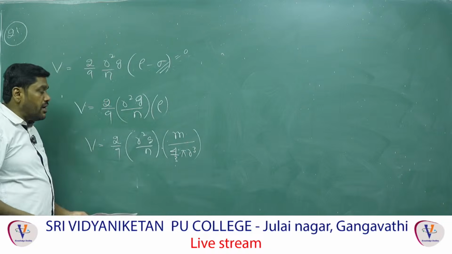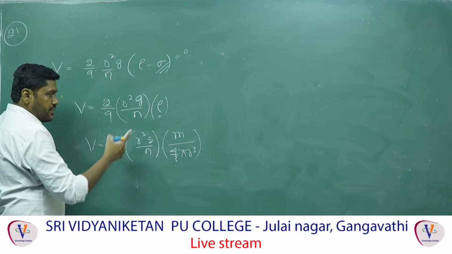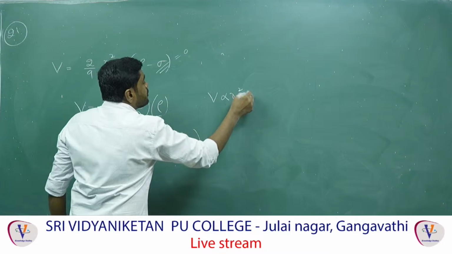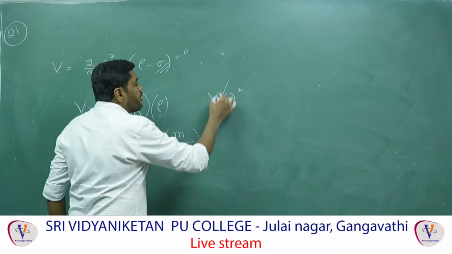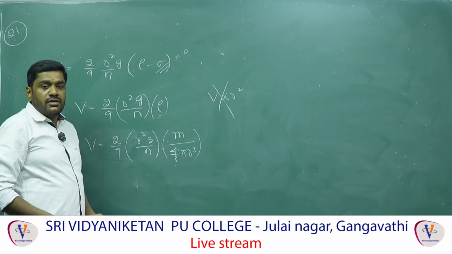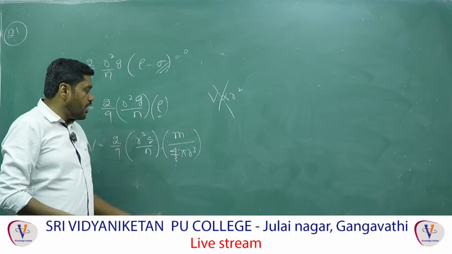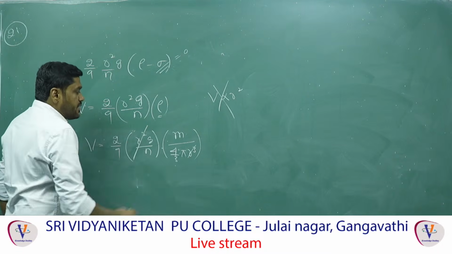And one thing here: if you don't follow the density formula or density expression, you may think that V is directly proportional to r square. That is wrong. Why? Because the density of the sphere also depends upon the radius, because density is equal to mass by volume, that is 4 by 3 pi r cube. Here one r square is there, one r cube is there.